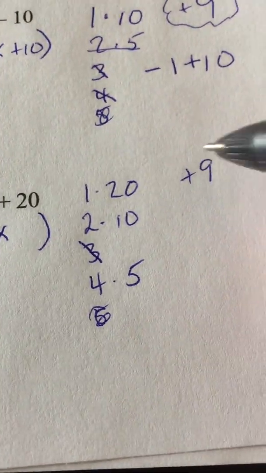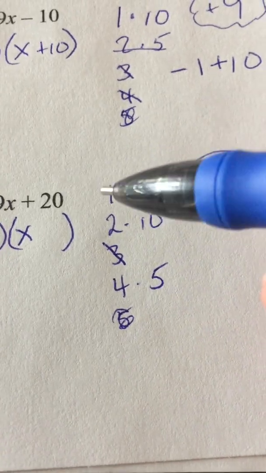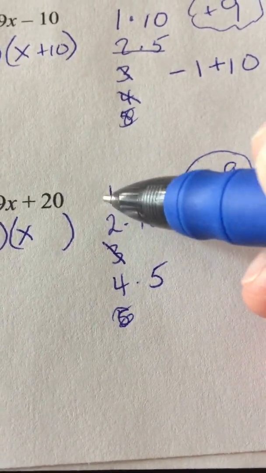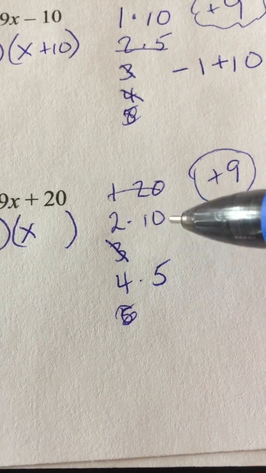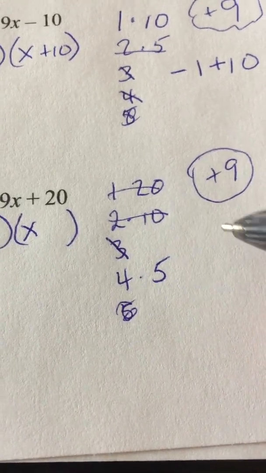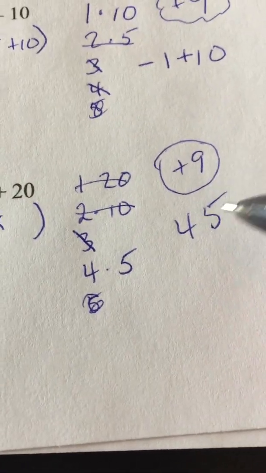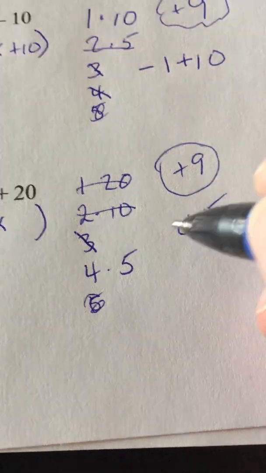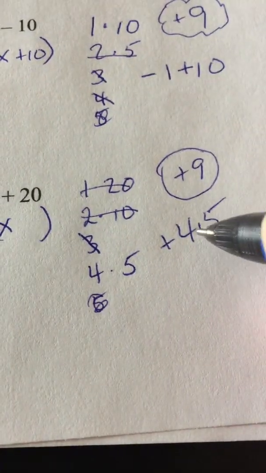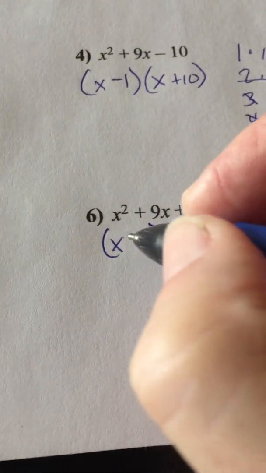So look at your middle number, it's a positive 9. All I want to do is look to see if I add or subtract, I can get to a 9. If I add, I get 21. If I subtract, I get 19. If I add, I get 12. If I subtract, I get 8. If I add, I get a 9. So it's a 4 and a 5. Now, to get a positive 9, since we're adding, they're either both positive or both negative. I'm thinking they both need to be positive to get me a positive 9, and 4 plus 5 is indeed positive 9, so plus 4 plus 5.